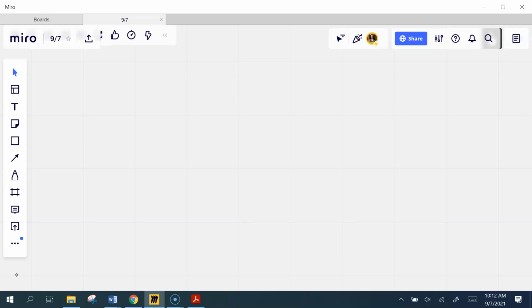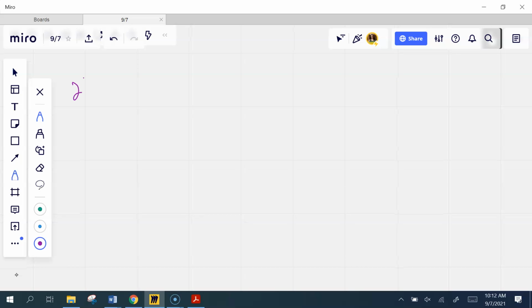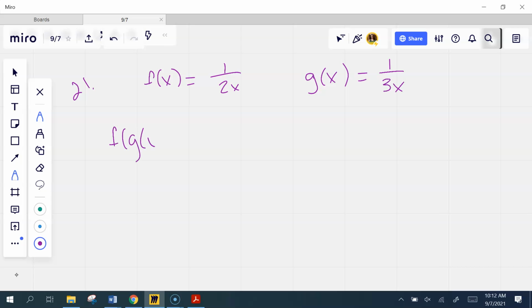21? Did you say 21? All right, 21. 21 was f of x equals 1 over 2x and g of x equals 1 over 3x. And this said to find f of g of x and g of f of x. So typical composition problems, and then it asked you to state the domain.